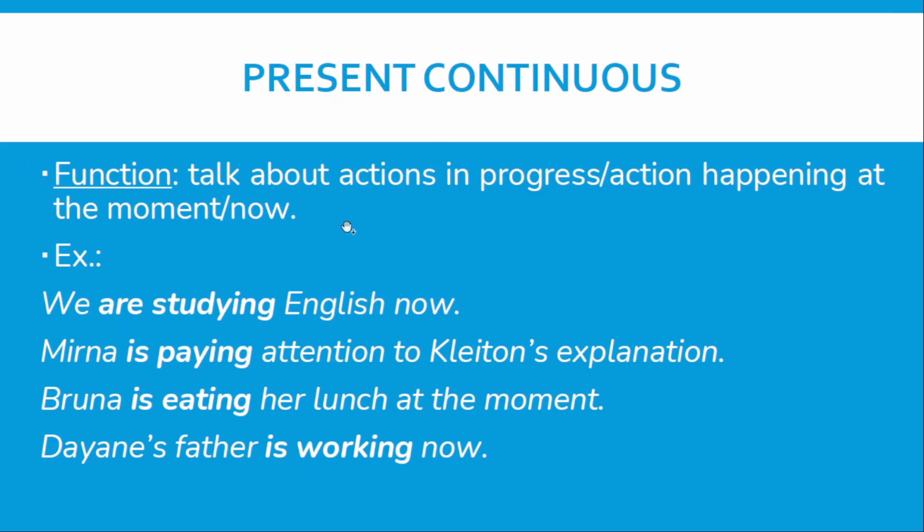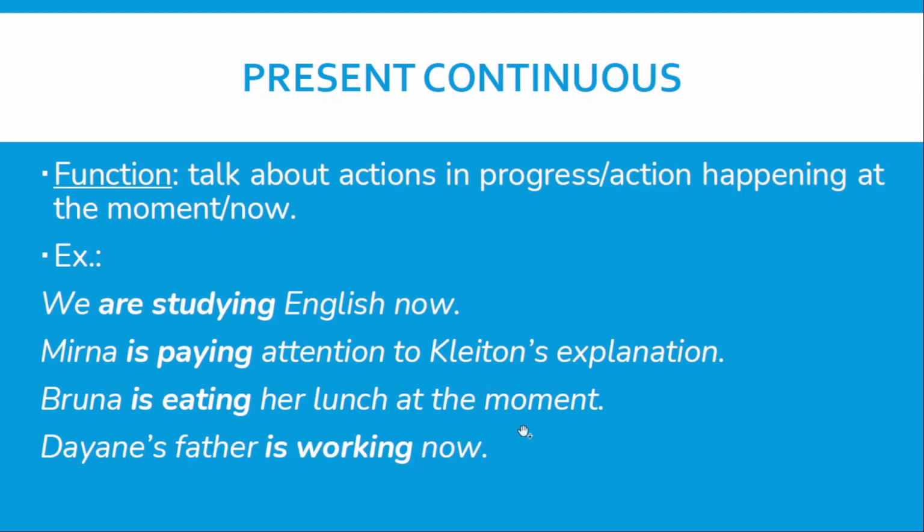The second example, Mirna is. Mirna is a third person, right? She's a woman. Yes? So she is. Is the form for the third person. Mirna is paying attention to Clayton's explanation. Another example, Bruna is eating her lunch at the moment. The last one, Diane's father is working now.